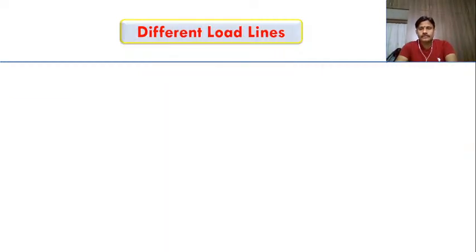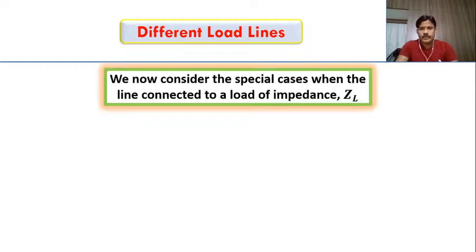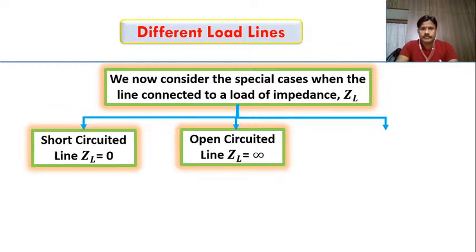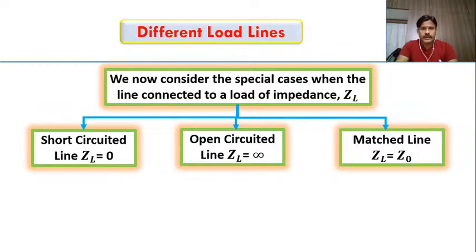Now we will see, after seeing these three types of loads, what are those? Short circuited load, open circuited load and matched load. Between these three we will see two important properties. So first one, short circuited we know, open circuited. Short circuited is ZL equals 0, open circuit is ZL equals infinity, and matched line is ZL equals Z0. Out of these three, which one is having very good wave propagation? Third case, matched line, right?